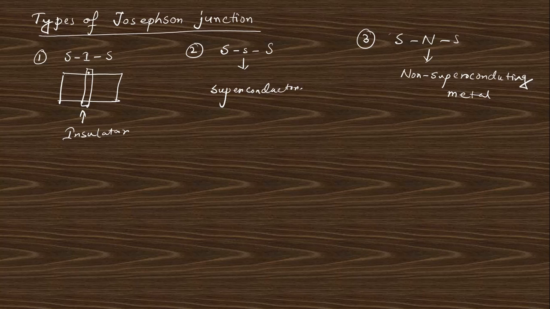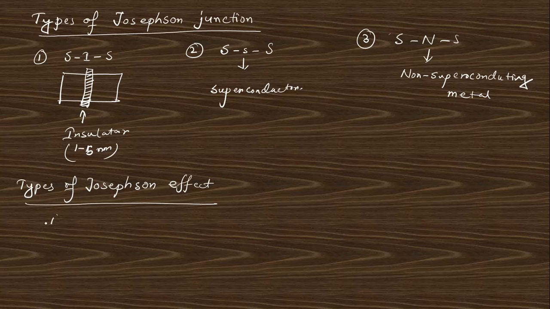Now, if we are interested in this junction, which is nearly 1 to 5 nanometers, there are two types of Josephson effect happening. Number one is the DC Josephson effect, and number two is the AC Josephson effect.